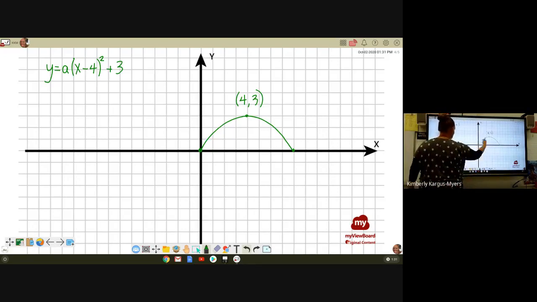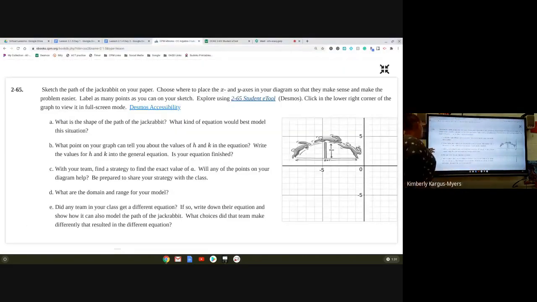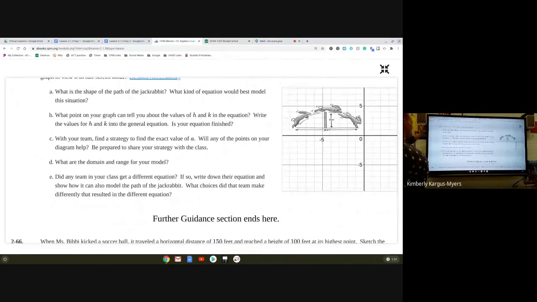It looks like it's stretched out from the original, so there's got to be some number in there as well. Okay, part C says, with your team, find a strategy to find the exact value of a. Will any of the points on your diagram help? I will share this strategy with you.